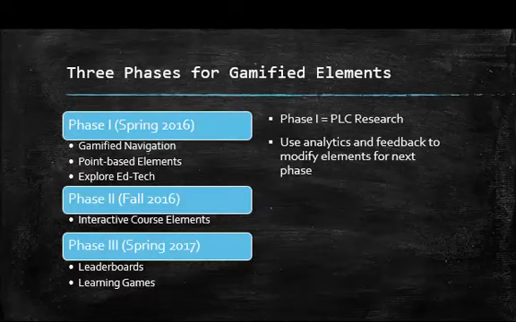In Phase 1, currently ongoing, I implemented gamified elements into course navigation and assignments in 2301. I have also been investigating software and other EdTech tools to produce interactive course elements for Phase 2 or for student use in assignments. This is the subject of my PLC research. Phase 2 in fall 2016 will deploy interactive course elements into History 2301 and modify Phase 1 elements based upon data analysis and feedback. In Phase 3, slated for spring 2017, I will implement other gamified elements, including a participation leaderboard and a learning game based upon a digital humanities database, and also modify Phase 2 elements based upon data analysis and feedback.